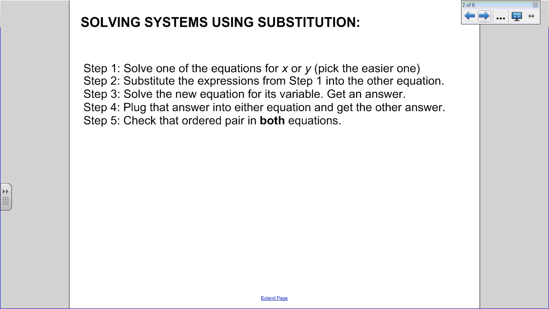We need to solve one of the equations for either x or y, and we pick the easier one. The easier one means it has a coefficient of positive 1. So we're going to look for that. Once we've done that, we substitute the expression from step 1 into the other equation. So at this point, step 2, we've used both equations. Solve the new equation for its variable, get an answer. So we're getting an answer because we're solving that new equation.